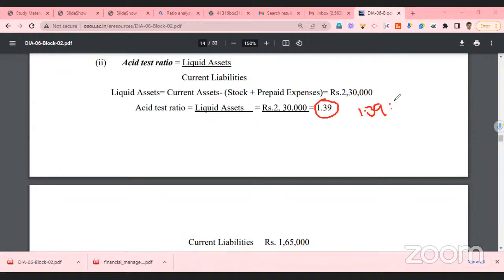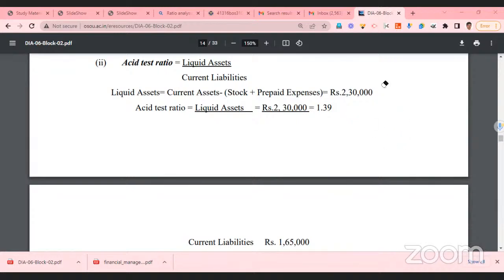What is the standard here in acid test ratio? It is 1:1, right? But it is higher. Okay, are you getting my point? Yes, sir. It is higher than this 1:1, right?